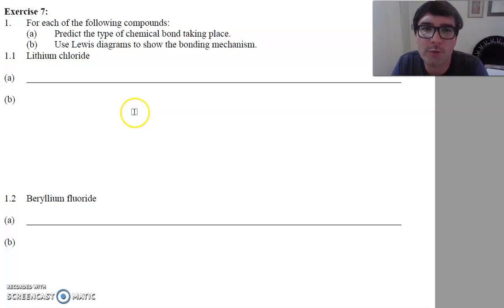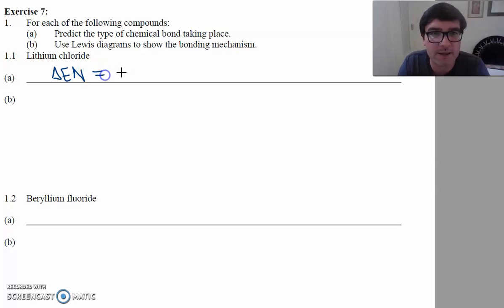Hi guys, so I hope you enjoyed exercise 7 and let's look at the possible answers. Question 1 said for each of the following compounds predict the type of chemical bond taking place and use Lewis diagrams to show the bonding mechanism. The first one we have is lithium chloride.